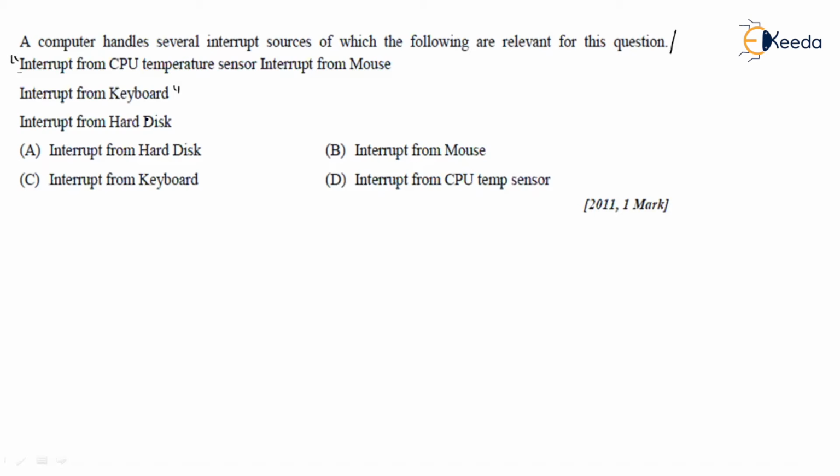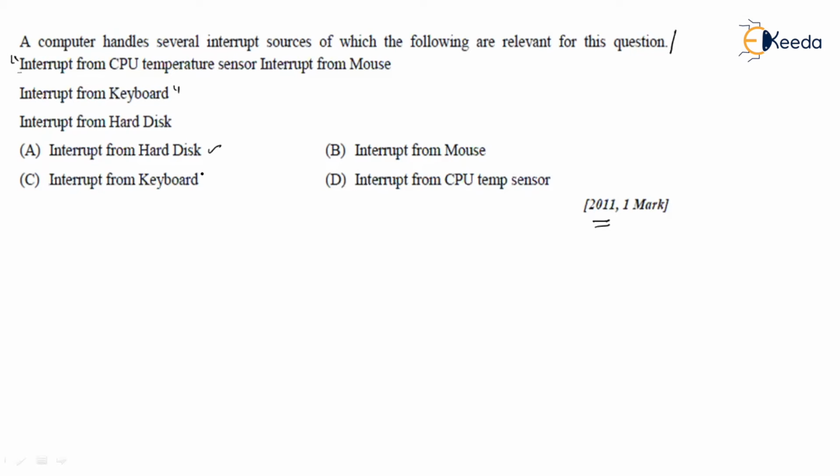Okay, so these are the several interrupts that occur. If all these interrupts occur at the same time, which will get the highest priority? That is the question which was given in GATE 2011. Here you know that the priorities will be based on the speeds. Hard disk is the fastest device, and keyboard is the slowest device. So definitely hard disk will be given the highest priority.